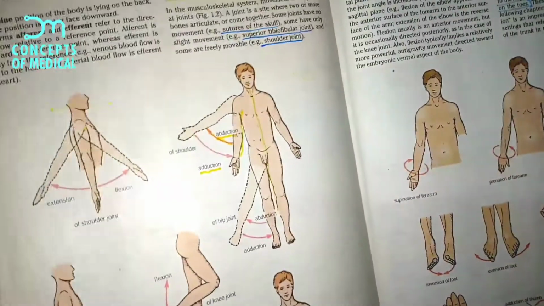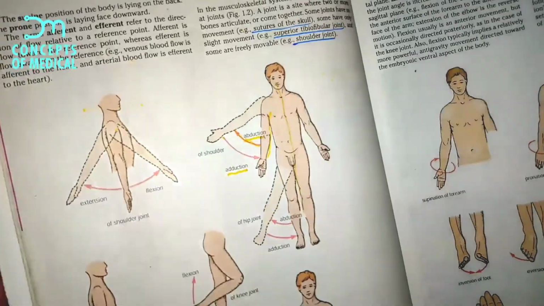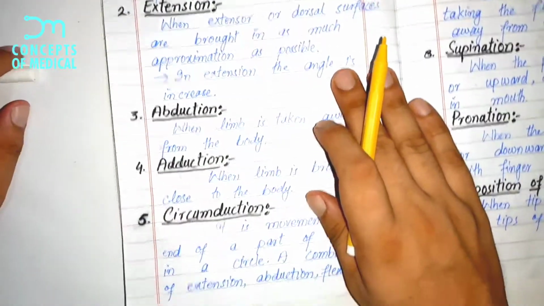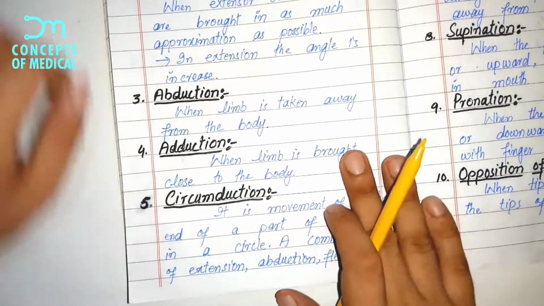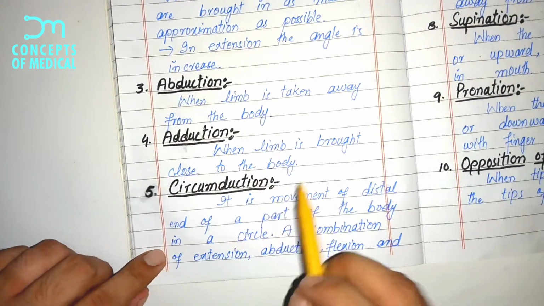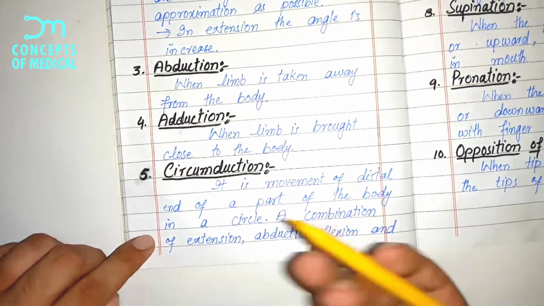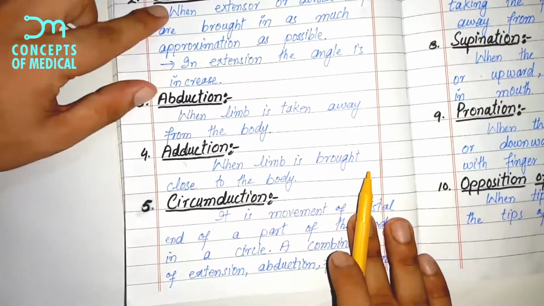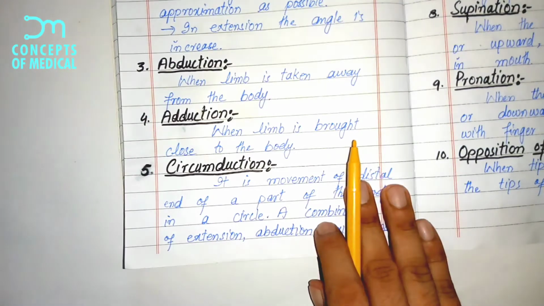So the movement away from the body is called abduction, and the opposite movement is called adduction, right? The fifth term here is circumduction. Circumduction is actually the combination of all these four movements: flexion, extension, abduction, and adduction, right?